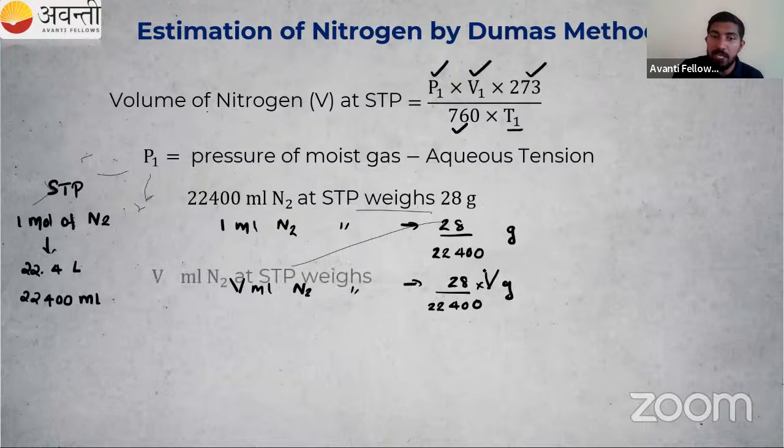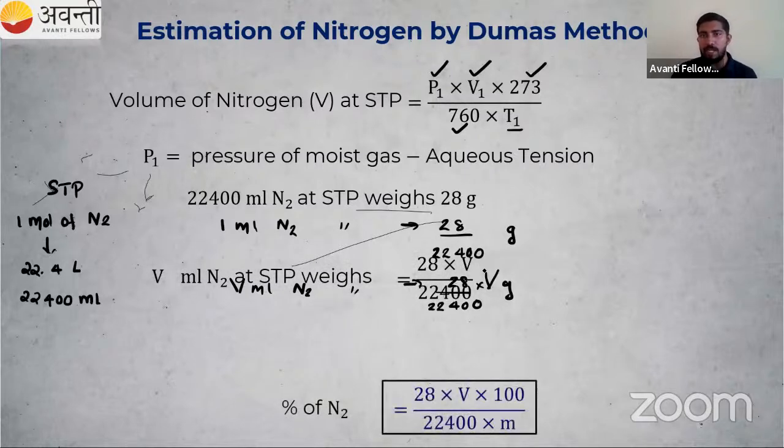So we got the mass. How to find the percentage? The percentage of nitrogen is equal to the mass of nitrogen, that is 28 into V divided by 22,400. Then in the denominator, there is small m. What is small m? That is the mass of organic compound. Then into 100. So we got the answer. This is our Dumas method.